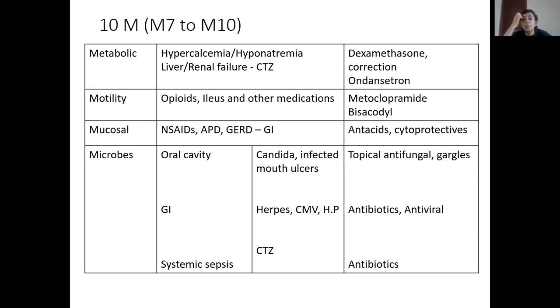Another very commonly seen one is hypercalcemia-related nausea and vomiting. Then the treatment of choice would be correction of the hypercalcemia, and mucosal irritation like NSAIDs we have mentioned. Now, last but not least, microbes. We tend to ignore that very often. Sometimes people have nausea just because they have severe oral thrush. Then a topical or systemic antifungal would help you tackle the nausea and vomiting better than any antibiotic. And sometimes infection, sepsis, or any GI infection can also lead to symptoms of nausea.